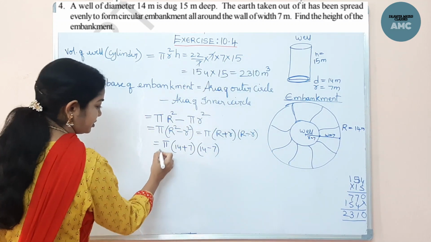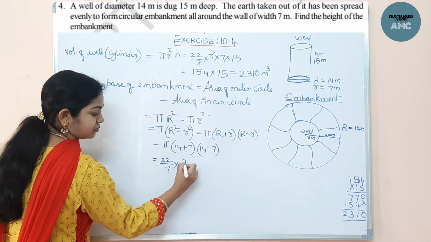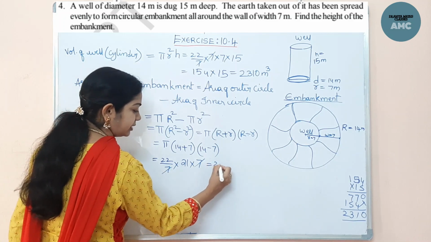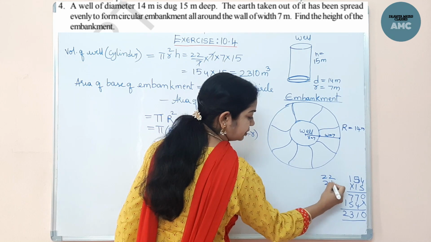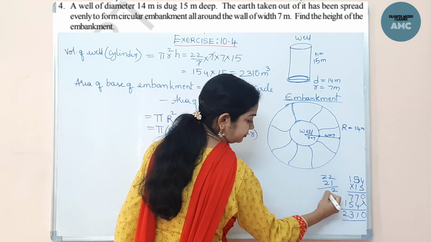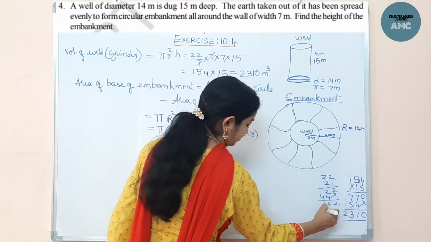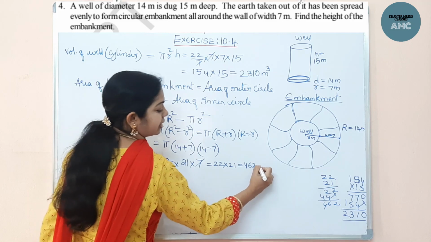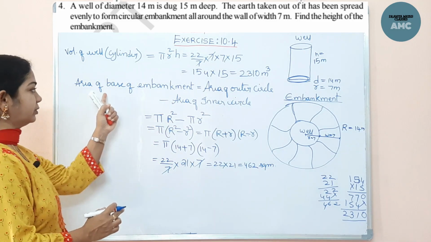Now here we will substitute 22 by 7 into, this comes to 21 into 7. So 7 and 7 cancel, 22 into 21. So we will find out 22 into 21, 44, 264. So this is 462. Since this is the area, so square meters. Okay. Now we have found out only the area.